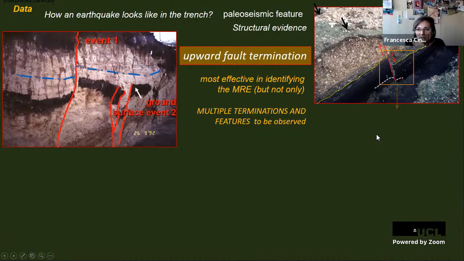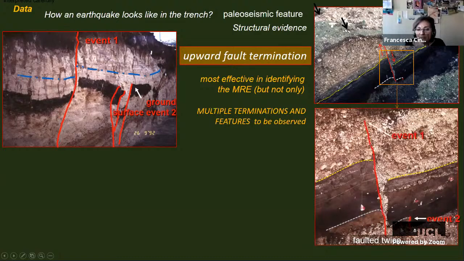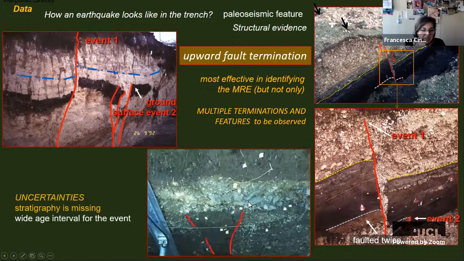Another case: in this case, the deposit is faulted twice along two different fault traces. But life is not always so easy. We may have stratigraphy missing, just like in this case, where the fault termination is completely cut, and so stratigraphy is missing. We will have a wide age interval for the event, and the age of the undeformed layer will set the maximum boundary of our age interval.